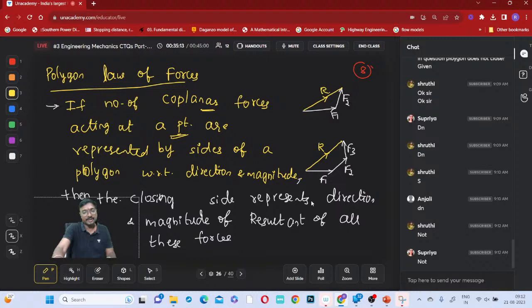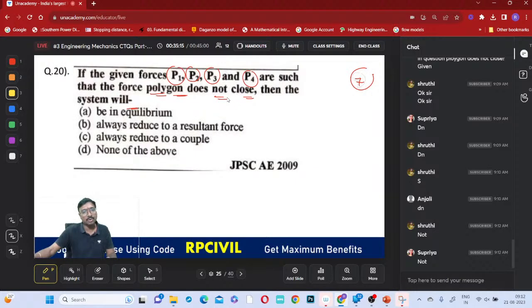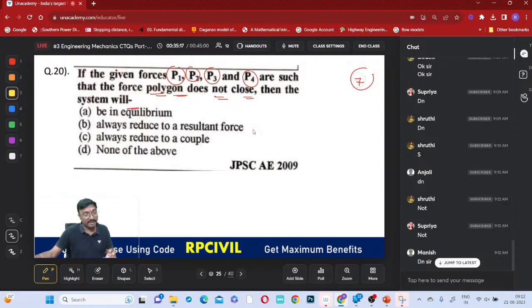If you just observe, it is not closing means not in equilibrium. If it is in equilibrium, the net force will be 0. But here, not in equilibrium means the net force will not be 0. That force only we have to show. Always reduce to a resultant force, always reduce to a couple, none of the above? We have to show it in the form of a resultant force.